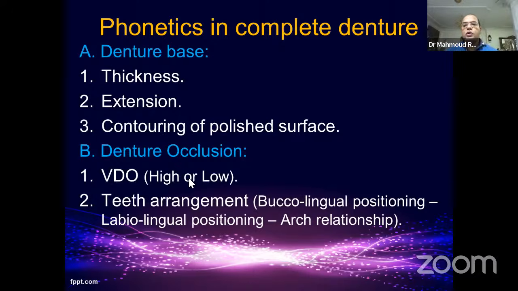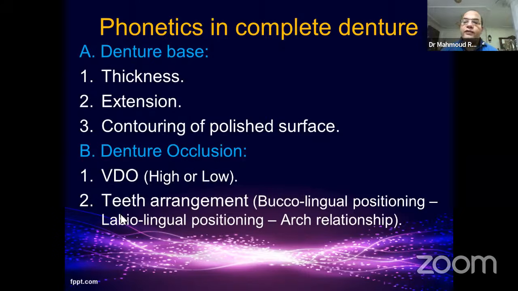Denture occlusion is also a factor. If we have a high vertical dimension of occlusion, we do not have sufficient interarch space, and the patient lisps during speech. But if we have a low vertical dimension of occlusion, we have an excessive interarch space, and the patient may whistle during speech. Teeth arrangement is also important.